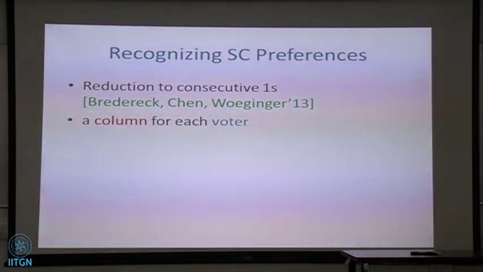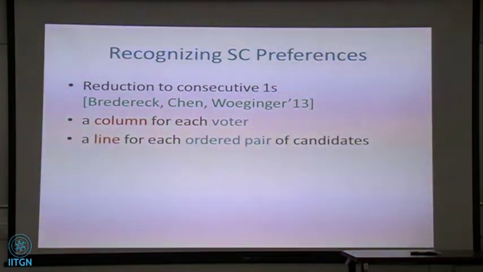Now we are going to have a column for every voter, because now we are reordering voters. And we are going to have a line for each ordered pair of candidates. So we'll have a line for AB, and we'll have a line for BA, two different lines. That's perhaps the only subtlety of this construction.